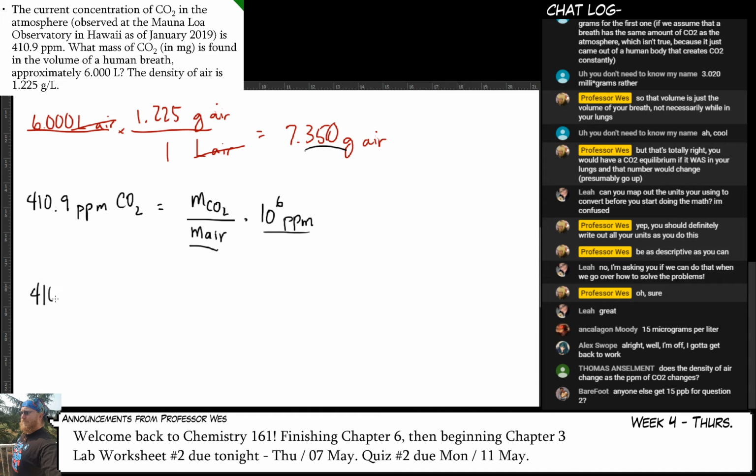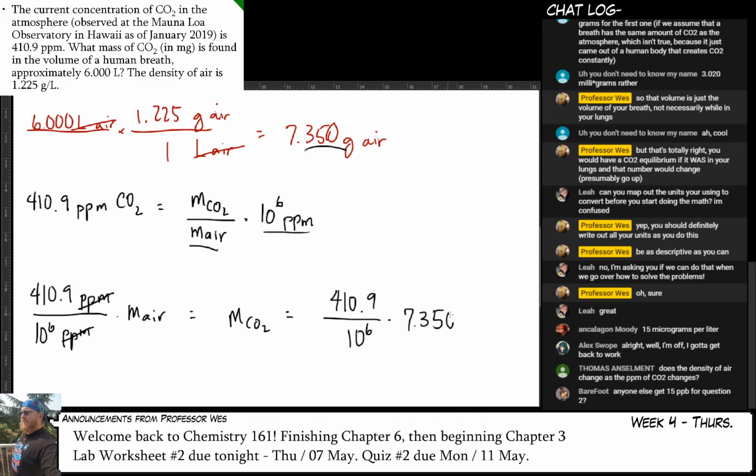So I could say 410.9 ppm divided by this 10 to the 6 ppm. They're both ppm, so they cancel out. Times this mass of air should be the mass of CO2. And so that will be 410.9 divided by 1,000,000 times the 7.350 grams of air that I had.